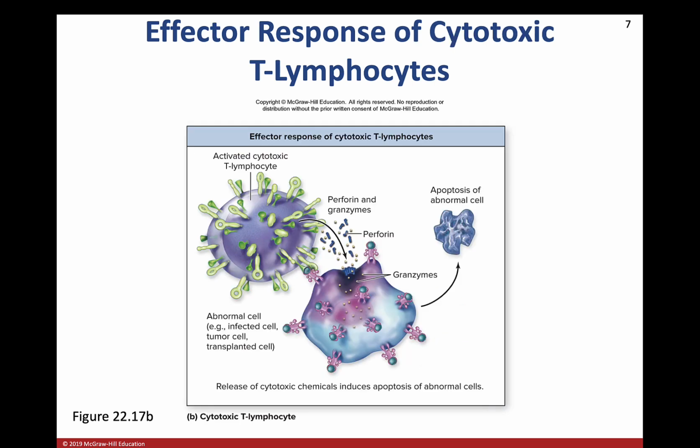Here we're looking at the effector response of a cytotoxic T cell. This activated cytotoxic T cell encounters an abnormal cell, and it will result in that cell dying. This happens through the process of releasing cytotoxic chemicals that induce apoptosis, or death, of abnormal cells.